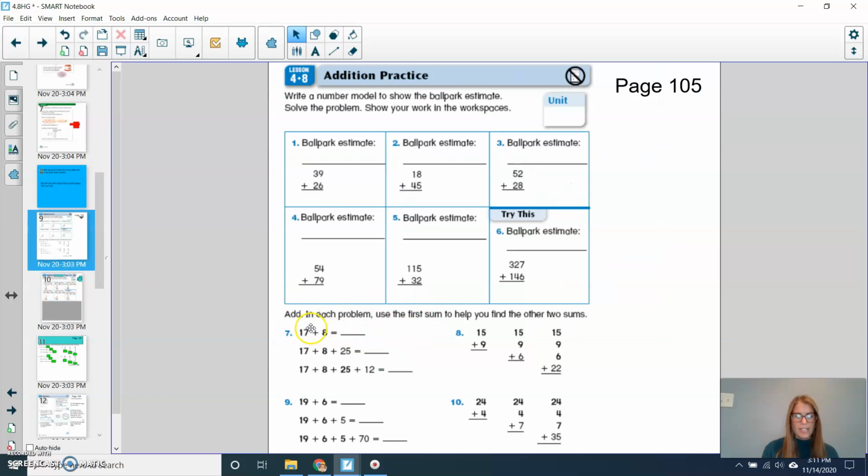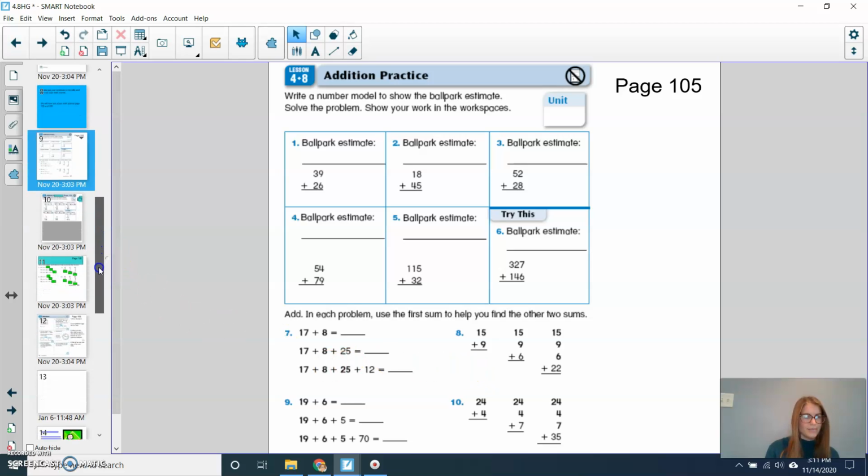So the bottom half says add in each problem. Use the first sum to help you find the other two sums. So if you can first solve 17 plus 8, write your answer, then use that answer when you're adding 25 to it and when you're adding 12 to it. So try to solve these problems and then press play when you're ready to check.